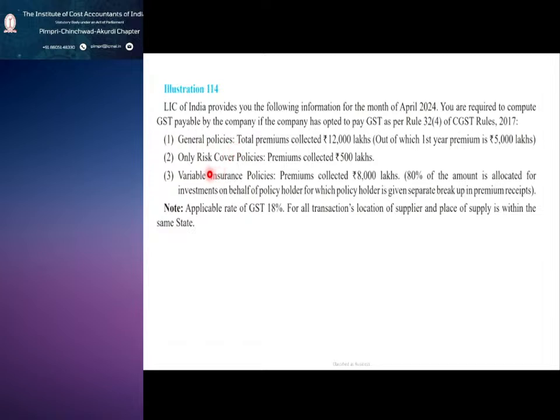General policies, only risk cover policies. See, they have two policies. General policies, the total premium collected 12,000 lakhs. First year premium is 5,000 lakhs. And only risk cover is 500 lakhs. Variable insurance policies 800 lakhs. On that 80% allocated for investment. Policy holder is given separate breakup in the premium receipt. So only LIC of India, they have three different premiums policies are there.